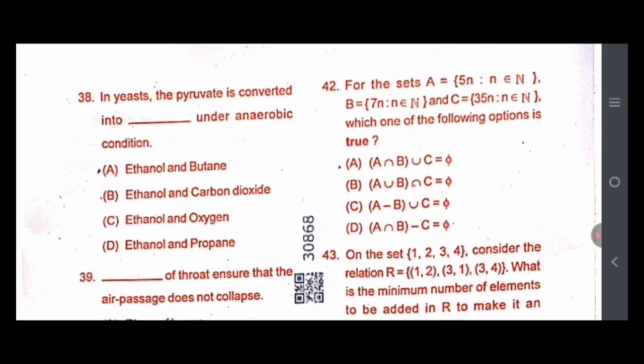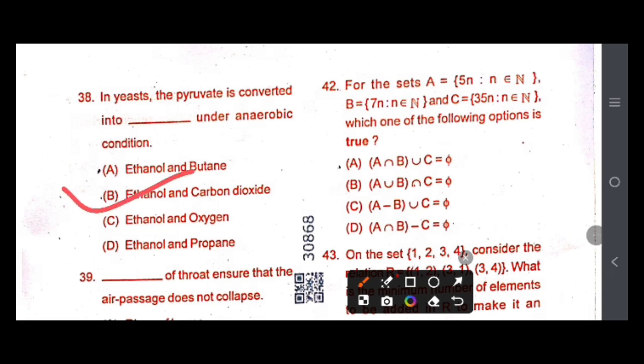In yeast, the pyruvate is converted into dash under anaerobic condition. The correct answer is option B, ethanol and carbon dioxide. Dash of throat ensures that the air passage does not collapse. The correct answer is option C.